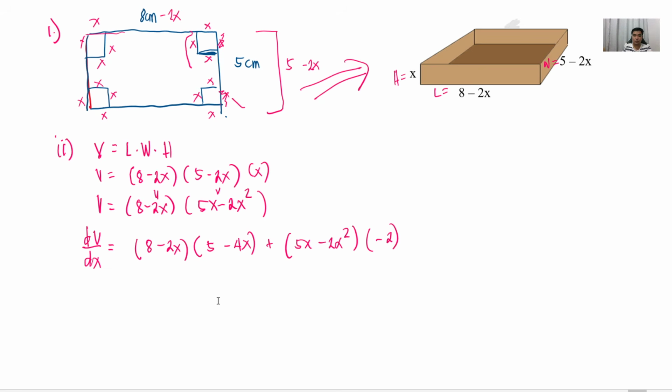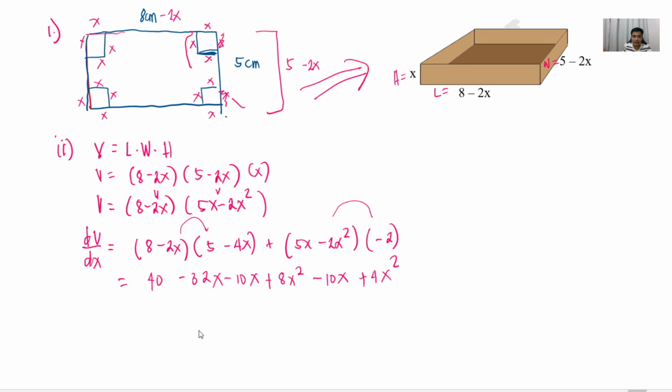it's negative 2. So 40, okay, 8 times 5 is 40. 8 minus 4x, that is 8, 16, 32, negative 32x. And then negative 2x times 5, that is negative 10x. And then negative 2x times negative 4x, that is plus 8x squared. Tama ba? And then 5x times negative 2, that is negative 10x. And then negative 2x squared times negative 2, that is positive 4x squared, plus 4x squared.